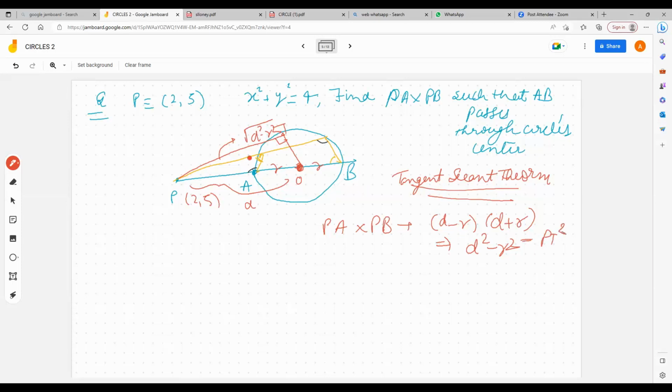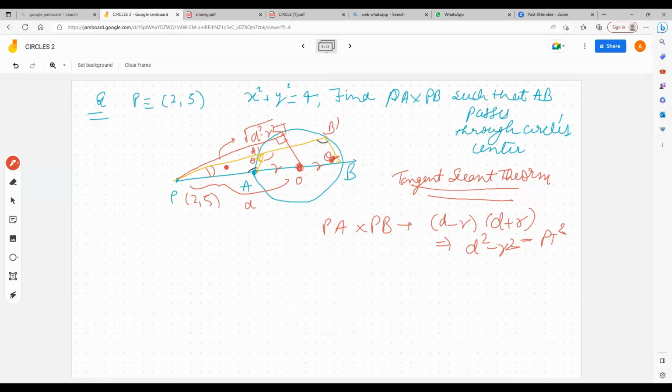Now let us take any other secant which does not necessarily pass through the center of the circle. For example, let us take this one, which is PA prime, PB prime. Then we know that if this angle is theta, then this angle is pi minus theta, because this quadrilateral is a cyclic quadrilateral. And if this is pi minus theta, this is again theta. And this angle is the same for PA prime A and PB prime B.